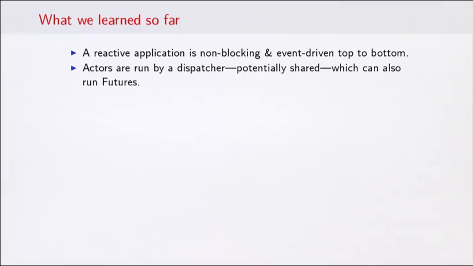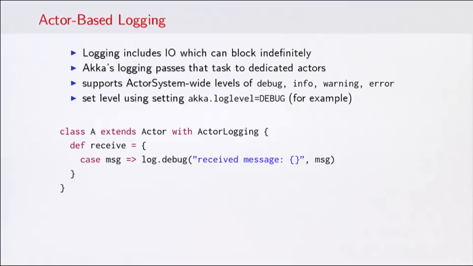What we have learned here is that actors are run by a dispatcher, which is potentially shared among multiple actors, and this dispatcher is also capable of running futures. The next actor which we'll be writing is the controller, and in that one we would like to log the progress which is made. Logging is also something which is handled by Akka.